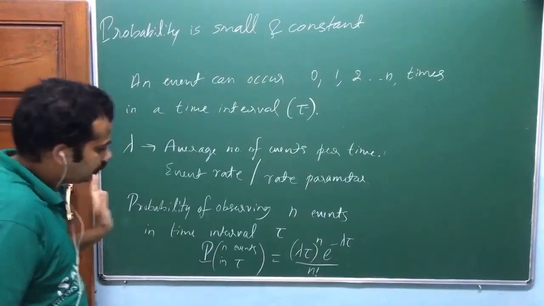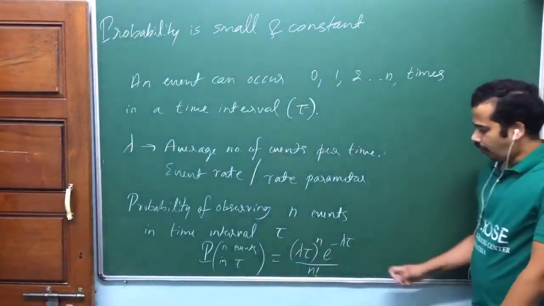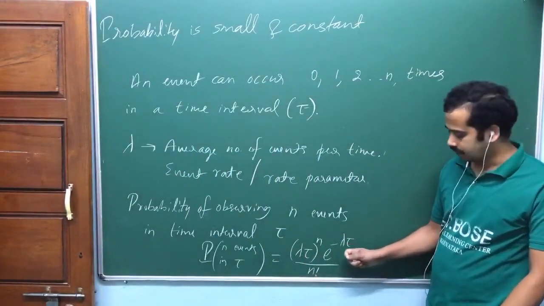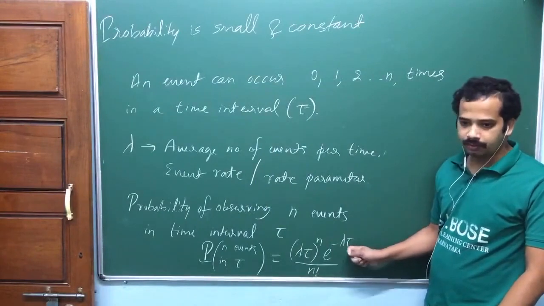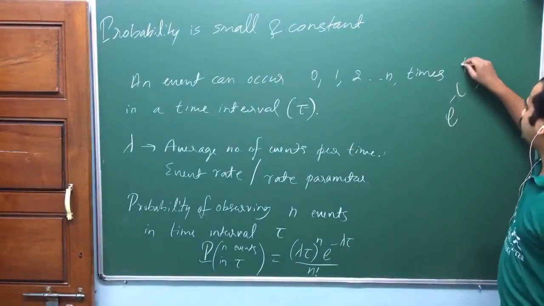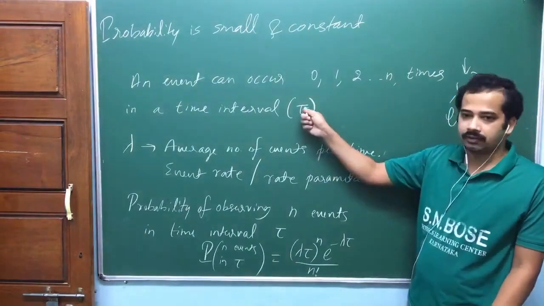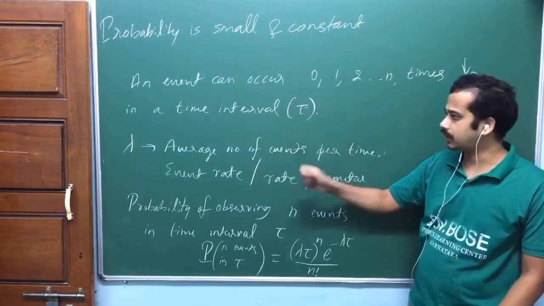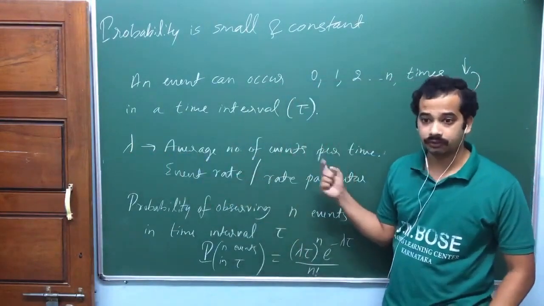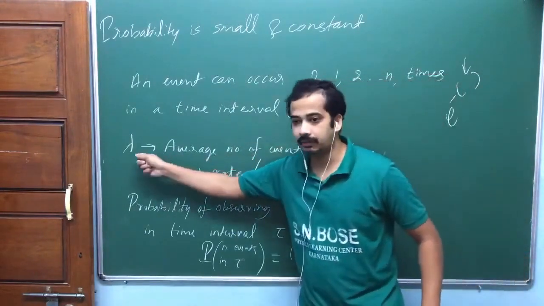Now look at here. Once you write this probability distribution, observe this lambda into tau. Wait one second. Lambda into tau should be dimensionless, am I right? If you write the exponential of something, this should be dimensionless, isn't it? So that's why if tau is in seconds, if your time interval is in seconds, you should find lambda per second, the average number of events per second. If tau is in hours, you should find lambda per hour.